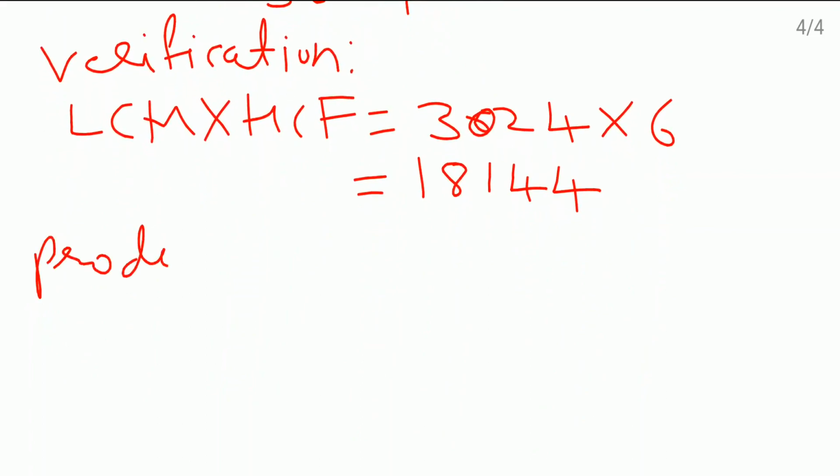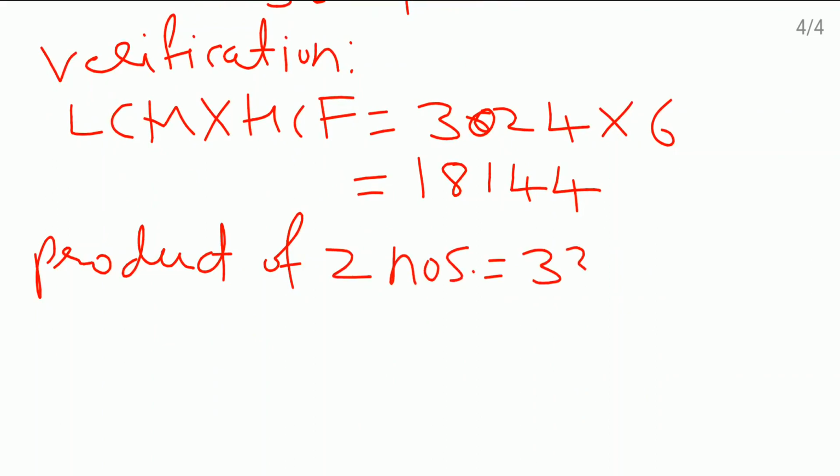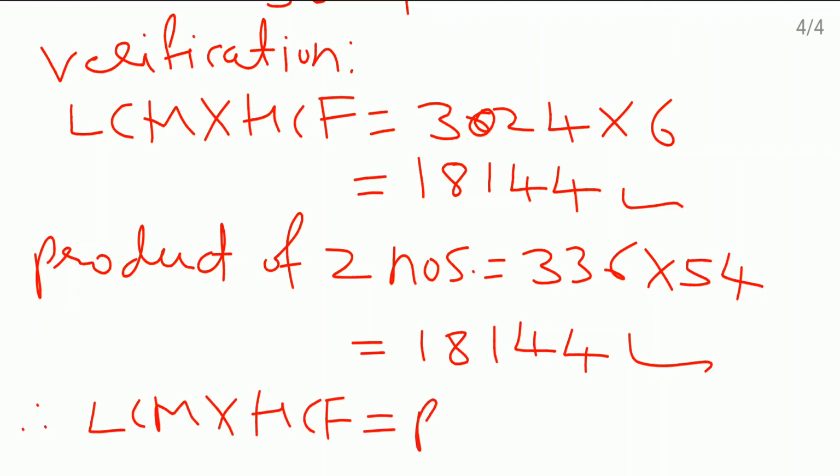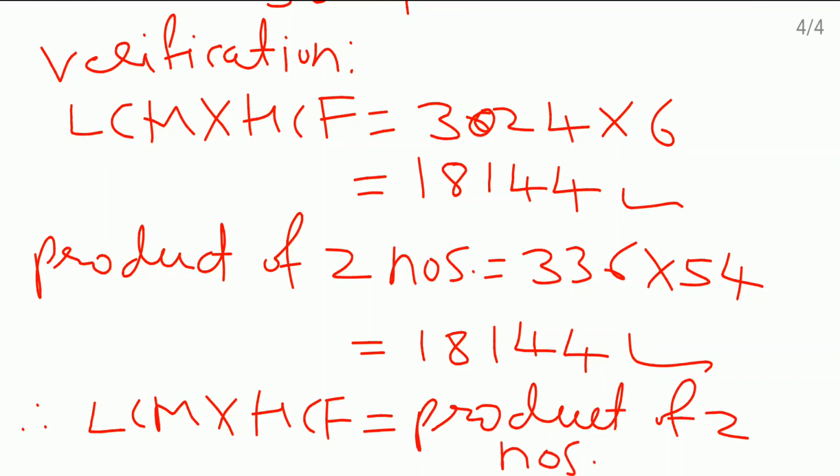Here, product of two numbers, which is equal to 336 into 54. Once again we are getting the same answer, correct? Therefore LCM into HCF is equal to the product of two numbers here, and it is getting verified. I hope all of you understood these three sums.